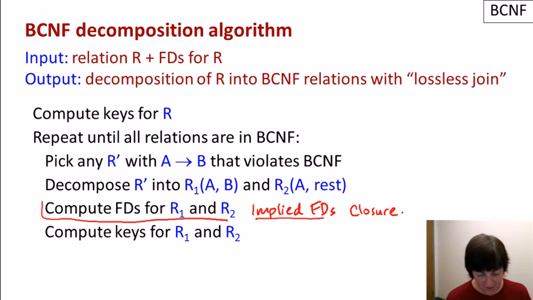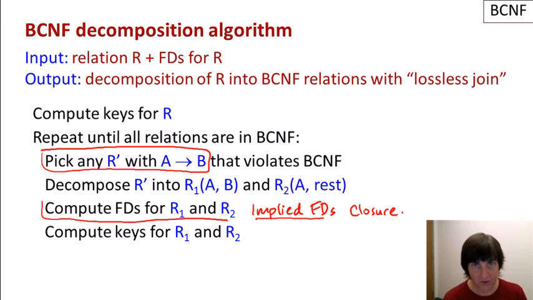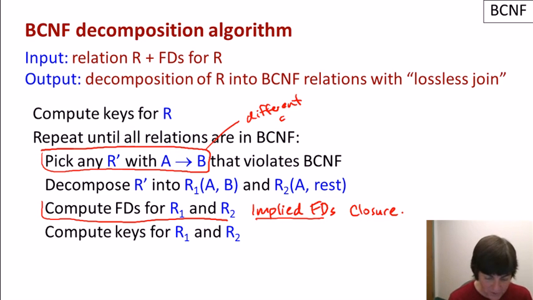Second, let me mention that there's a little bit of non-determinism in this algorithm. It says pick any of our relations with a violating functional dependency and use that to guide the next decomposition step. So you can get a different answer depending on which one you choose at this point. All of the results will be BCNF decompositions, but they might not be the same one. In fact, if you go back to the example that I did and you pick the functional dependencies in a different order, you might get a different final schema. But again, it will be in BCNF.